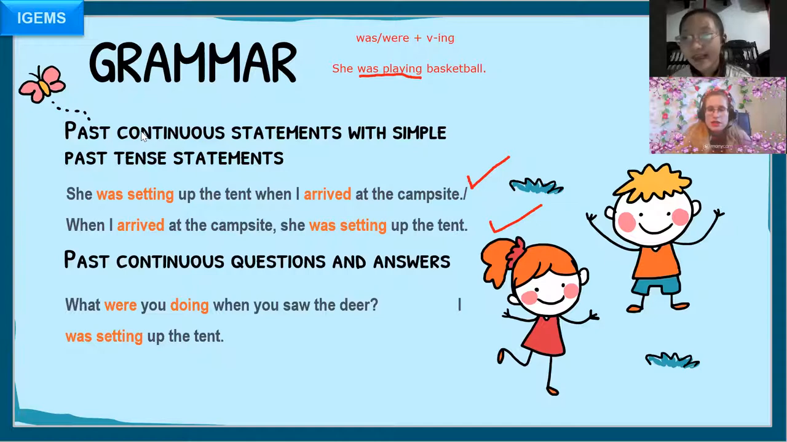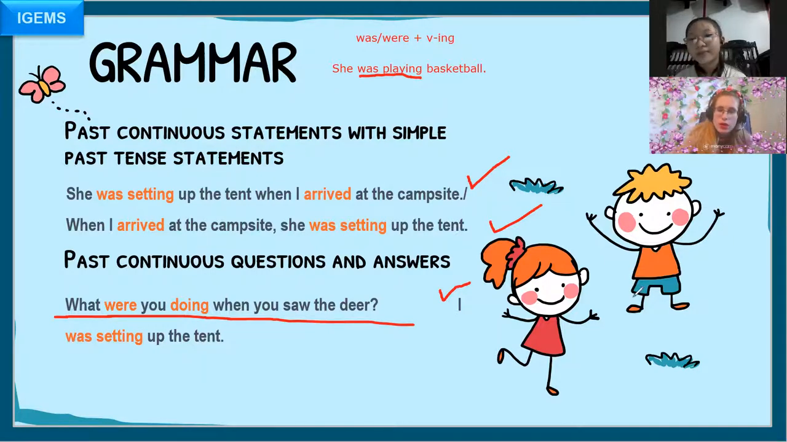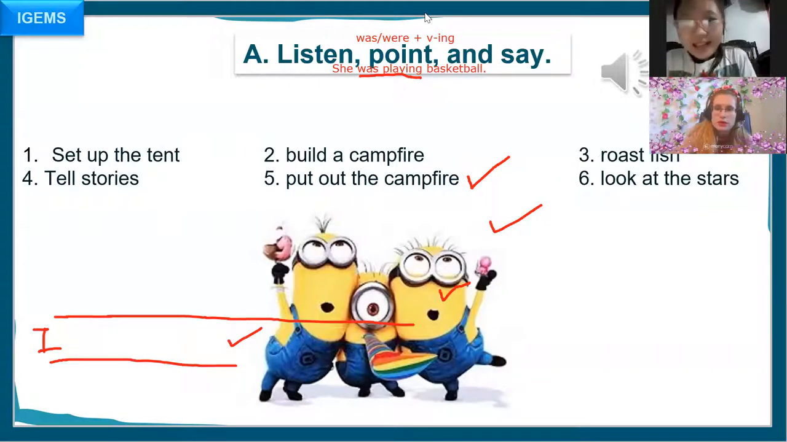Past continuous tense questions and answers. What were you doing when you saw the deer? Good. I was setting up the tent. Good work. Very nice. Good work.